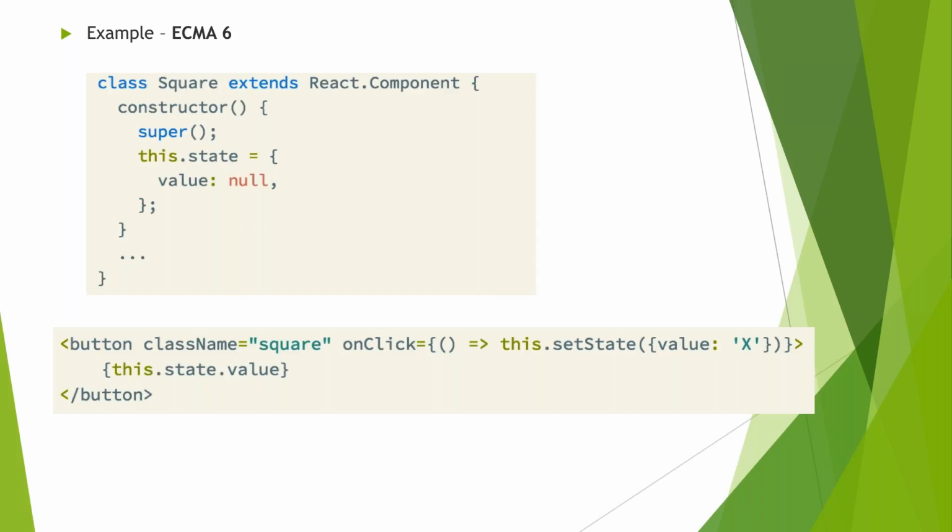Okay, so suppose there were multiple variables inside this.state, suppose it was value1, value2, value3.